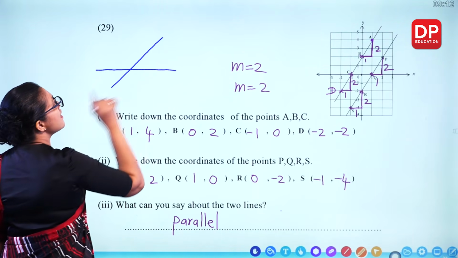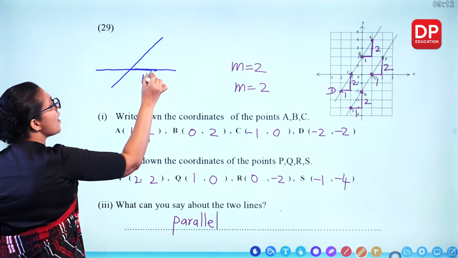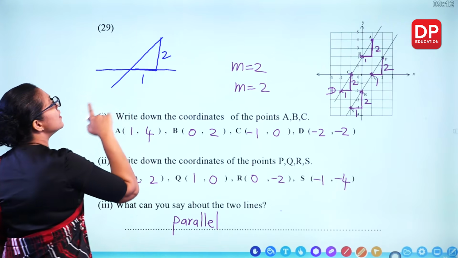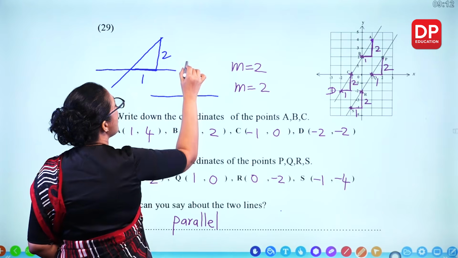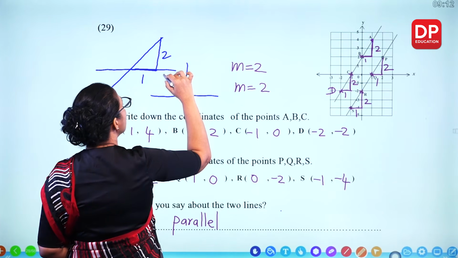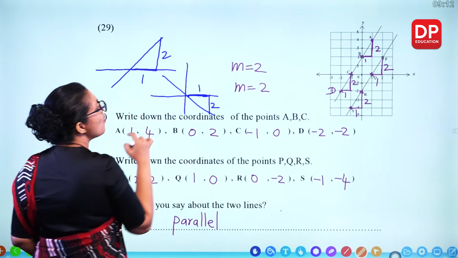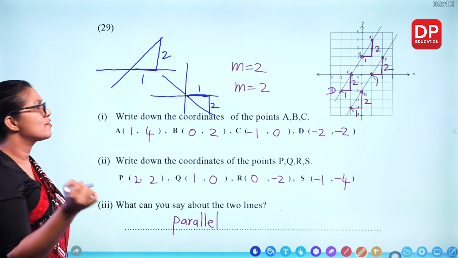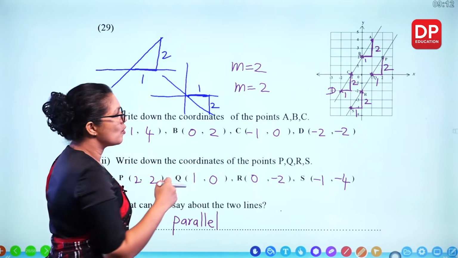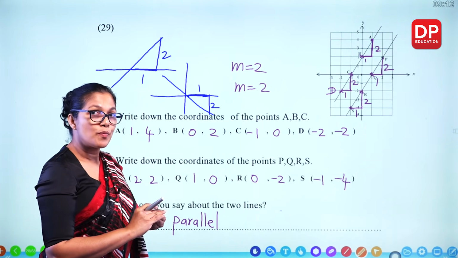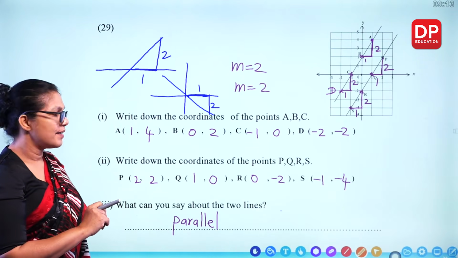Here, if the line is like this, you check how many squares to the right. 1 square and 2 up means slope is 2. 1 square, 2 down, something like this, that means negative slope. So remember that way also you can identify the slope value. If the slopes or gradients are equal, that means the two lines are parallel.